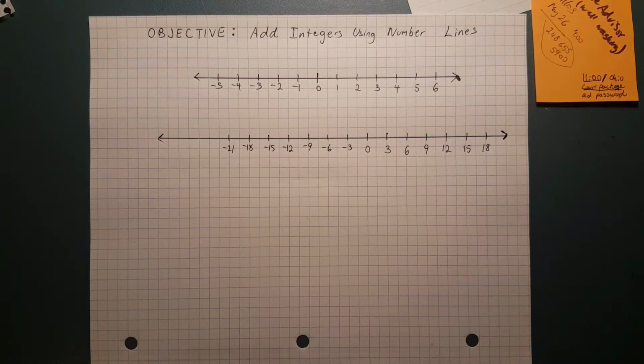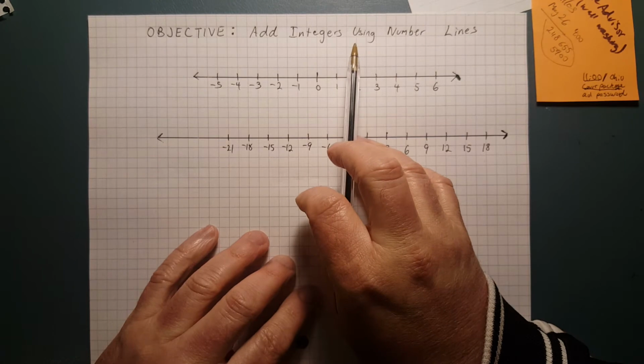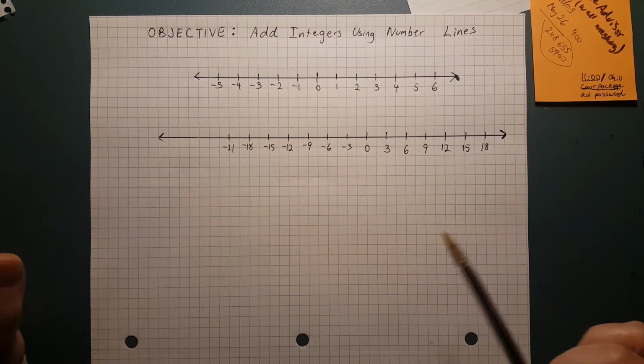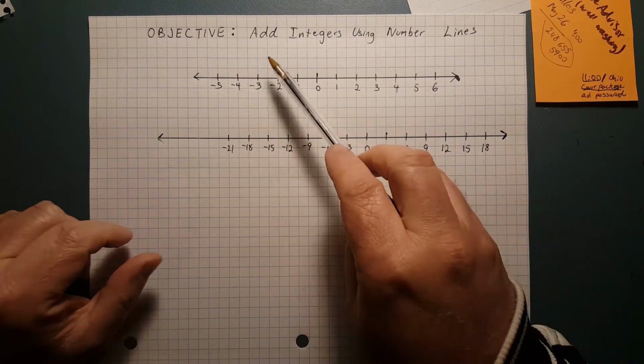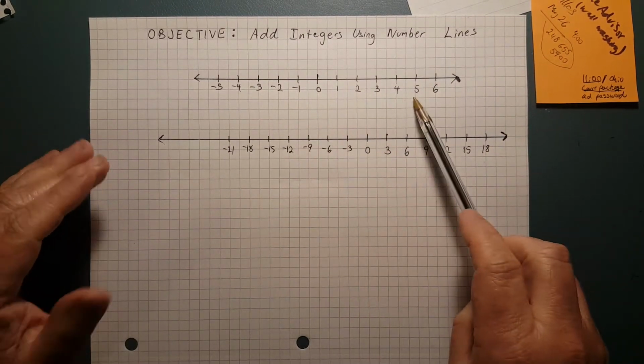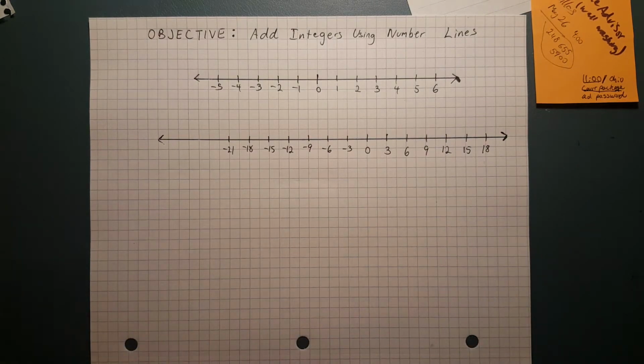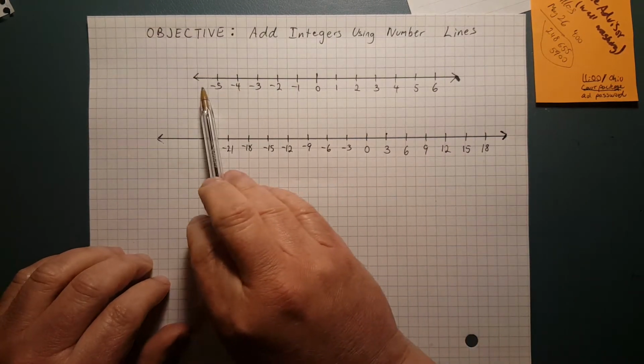Happy Monday. All right, so last Friday, or last time you had school, I should say, you were adding integers using counters. Today, we're going to learn another way to add integers, and that's using number lines. You guys are really good at number lines. You've been using these since kindergarten. Of course, now our number lines are going to have some negative numbers on it.